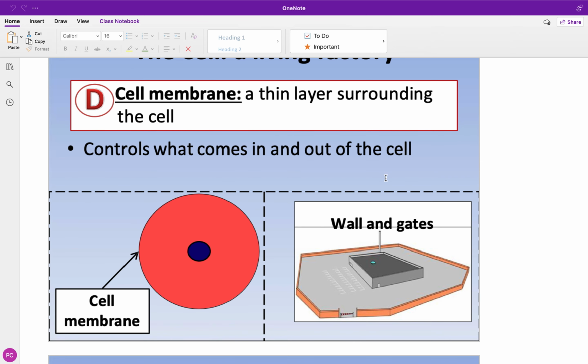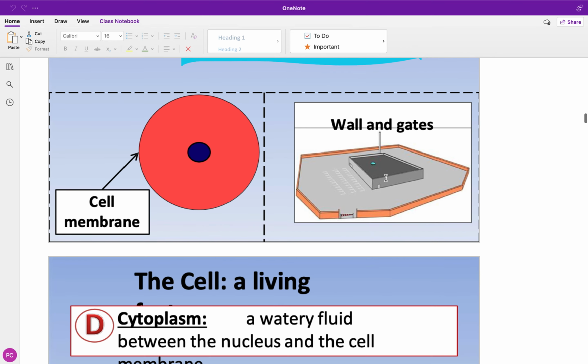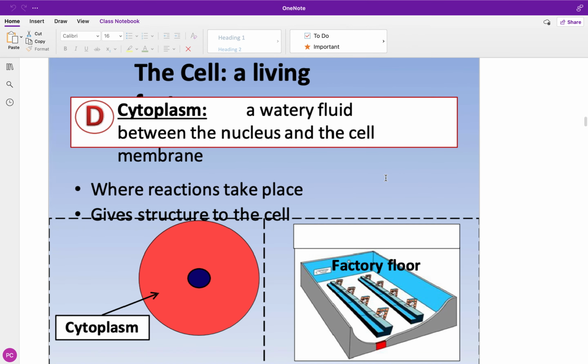The membrane, the outside part, it's like the outside part of a bubble. It's a thin layer surrounding the cell, and it decides what's allowed in, and it decides what's allowed out. So it lets stuff into the cell, and it lets stuff out of the cell. So it's like the walls in a prison. It decides what gets in and what gets out. Now, I know I'm flying through this, so we can go through this a bit slower now in person.